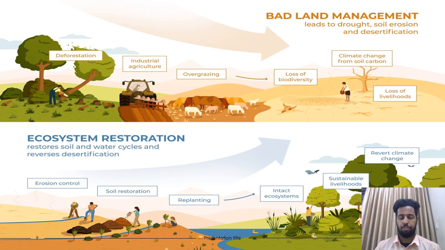So here's a summary of everything I told in the previous slides. As you can see, deforestation and industrial agriculture or overgrazing lead to loss of biodiversity, climate change, and loss of livelihoods. And in ecosystem restoration, erosion control, soil restoration, and replanting will lead to intact ecosystems, sustainable livelihoods, and reverse climate change.